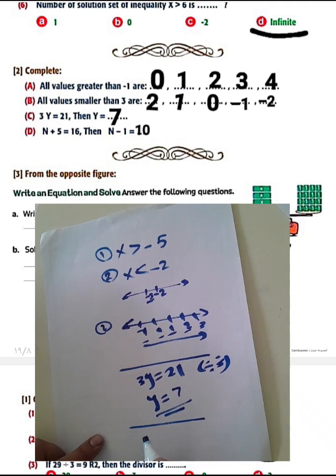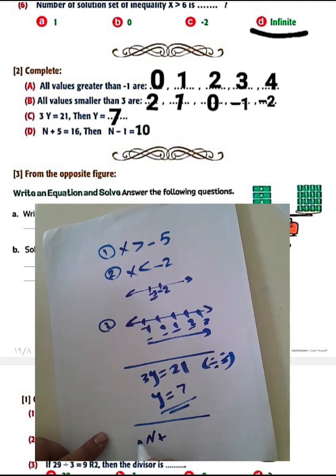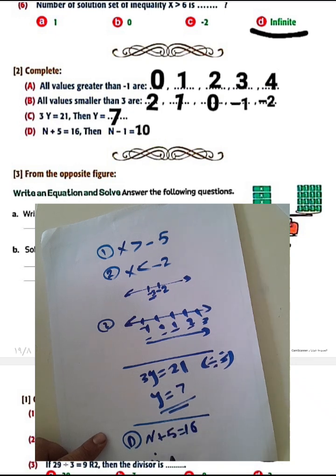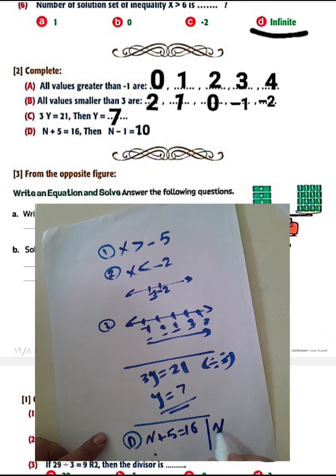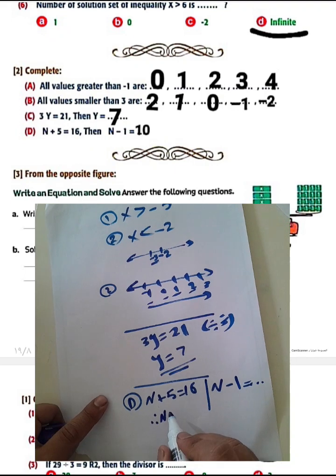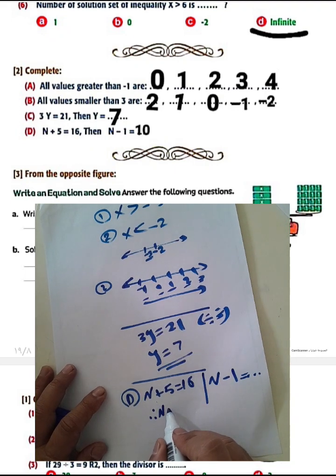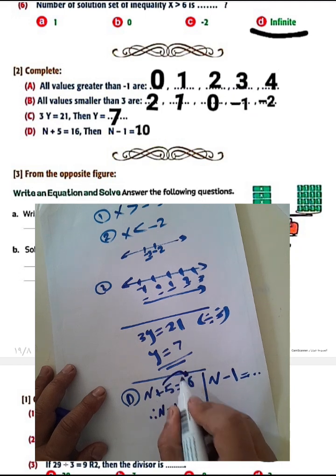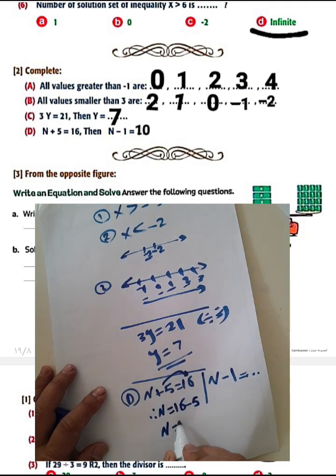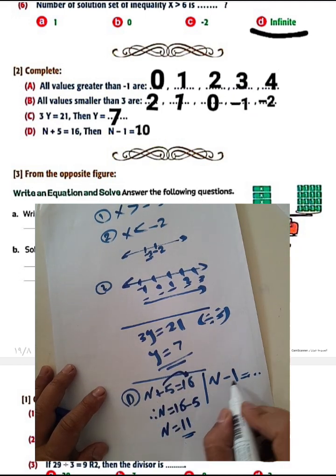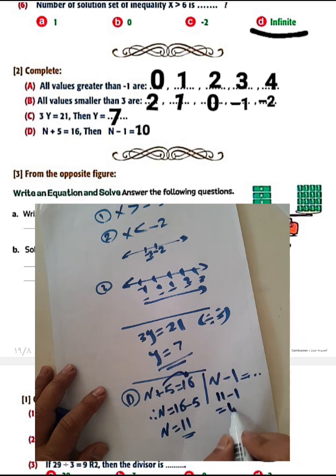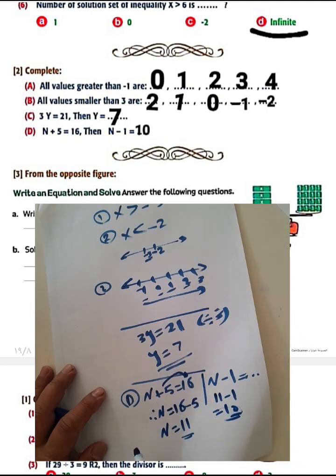Next question, letter D. N plus 5 equals 16. Then we want to find n minus 1. We can find n in the first step by using the additive inverse of this number, which will be negative. Then n will be 16 subtract 5. N will be equal to 11. We want to find n minus 1. It will be 11 minus 1 equals 10. Then the result here will be equal to 10.